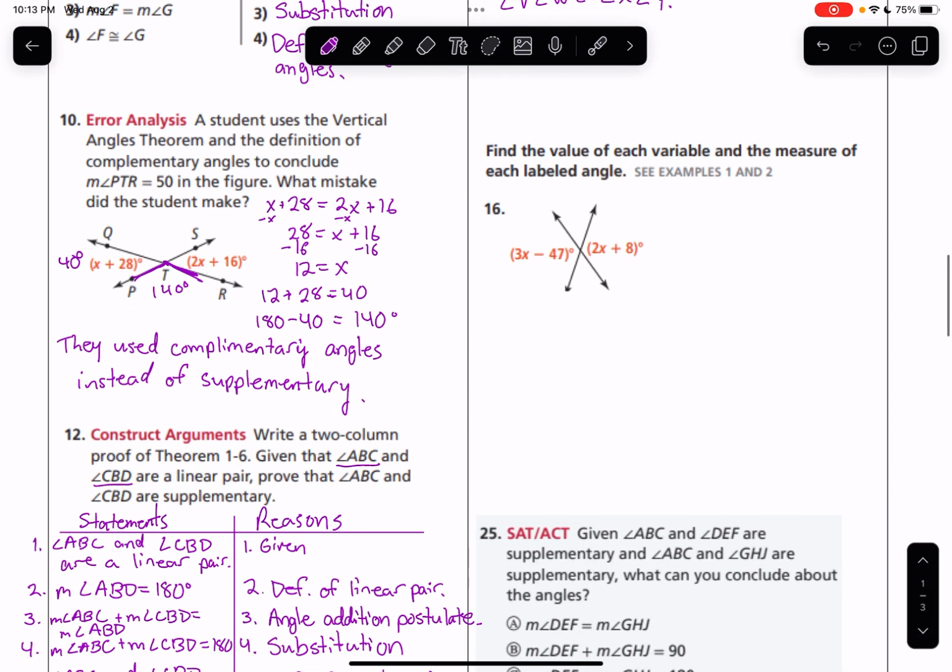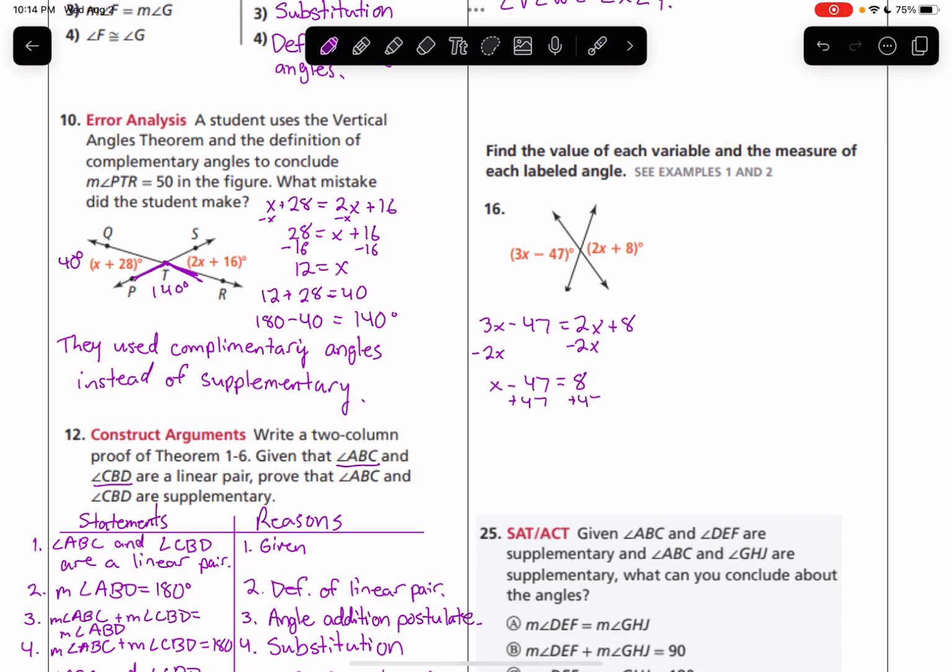Number 16, pretty simple. Find the value of each variable, the measure of each labeled angle. So we're just going to set these equal to each other. We've got 3x minus 47 equals 2x plus 8. And then, of course, we can go ahead and solve. So subtract 2x from each side. That's going to give us x minus 47 equals 8. Add 47 to both sides. It's going to be x equals 55. So that's part of our answer.